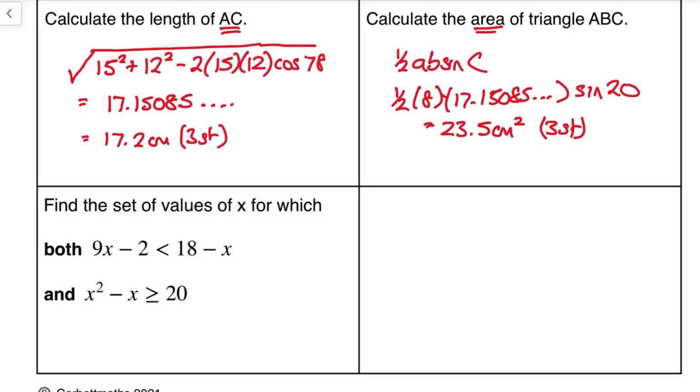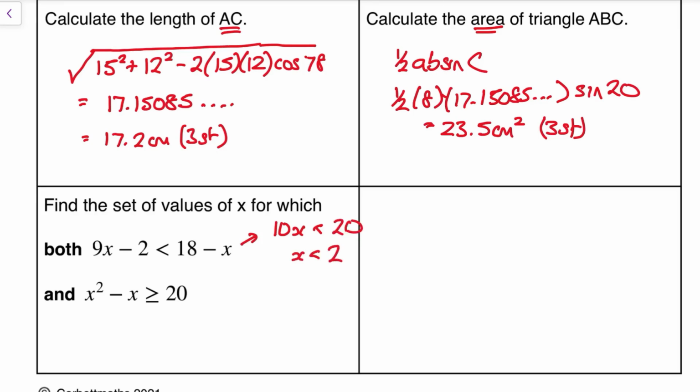Find the set of values of x for which both, and, oh, okay. So I have a double inequality. So the way I need to do this is I need to solve the inequality at the top and then the inequality at the bottom, and then work out which values satisfy both inequalities. So the one at the top is a bit easier. It's a linear inequality. I'm going to add x to both sides and add 2 to both sides. So that's going to give me 10x is less than 20, which means x is less than 2.